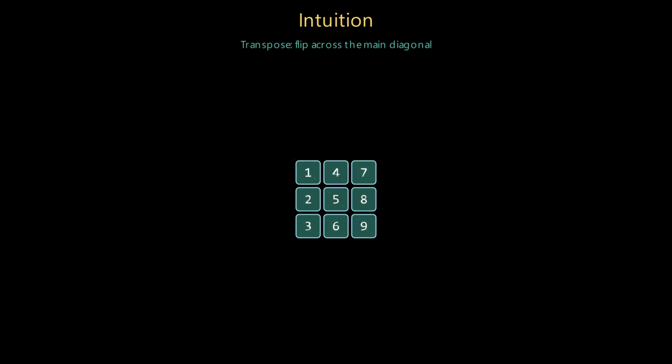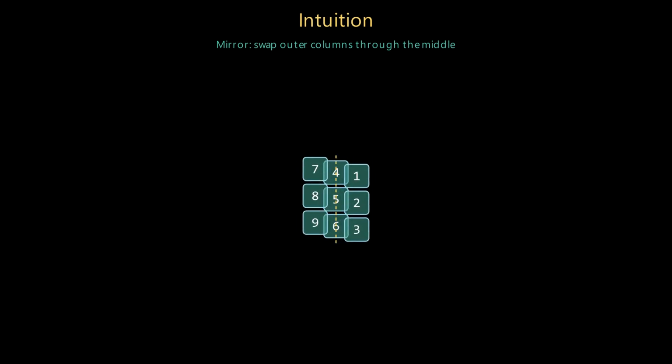Transpose is a flip across the main diagonal. The 3 off-diagonal pairs, 2 with 4, 3 with 7, 6 with 8, can trade in parallel while 1, 5, and 9 stay on the diagonal. Mirror left and right columns across the middle. The center column stays put while the outer columns trade places row by row, finishing the clockwise quarter-turn layout.